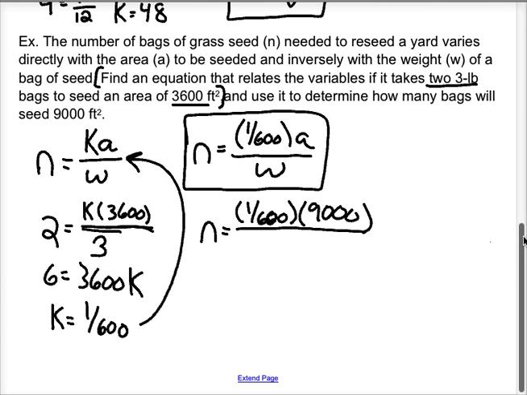And if they're referencing the same bags as before, the weight of the bags was 3. All right, so we need to determine how many bags we need. So we take 1 over 600 times 9,000, divide that by 3. So I'm going to end up needing 5 bags in order to do that job of 9,000 square feet.